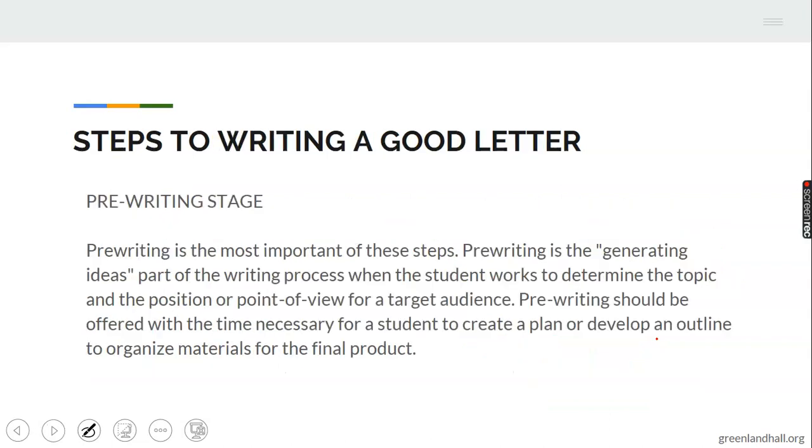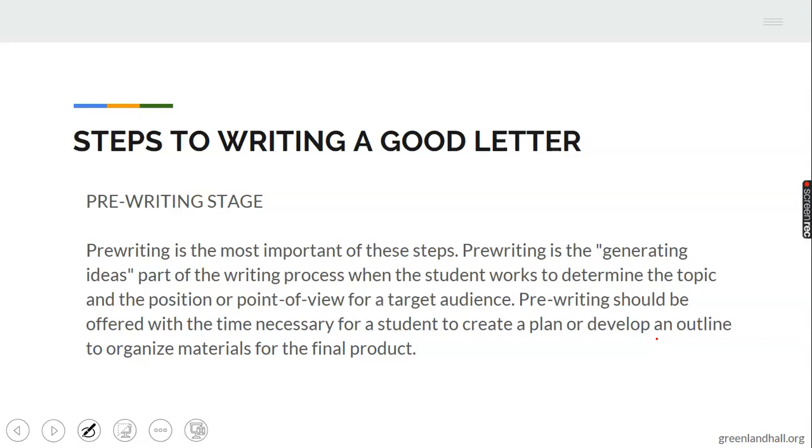Then let's consider this last part of the topic, which is steps to writing a good letter. There are 3 major steps to writing a good letter. And these steps, once they are not considered, there'll be a problem.